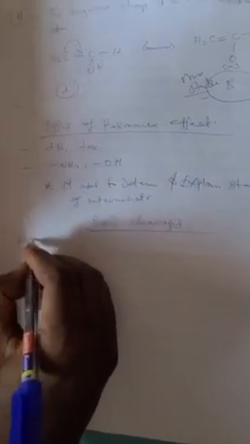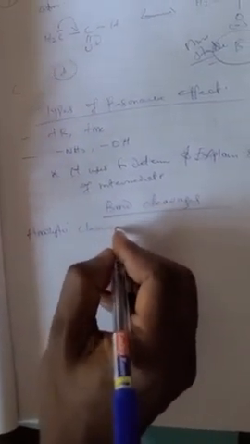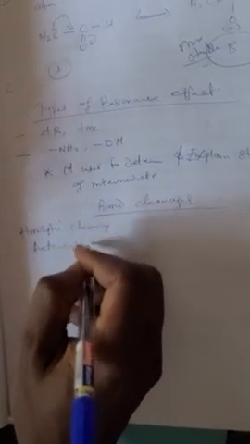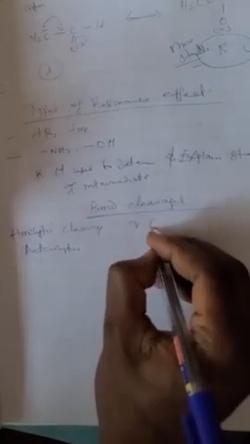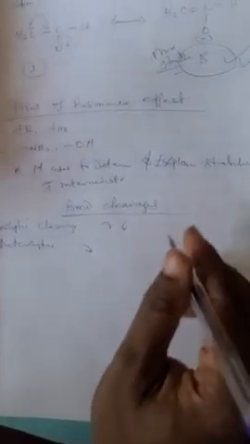Breaking of bond and formation. So we have two classes: the homolytic cleavage and heterolytic. When we say homolytic, it involves using a half-headed arrow, half, not full. Heterolytic uses a full-headed arrow. For homolytic you have radicals.